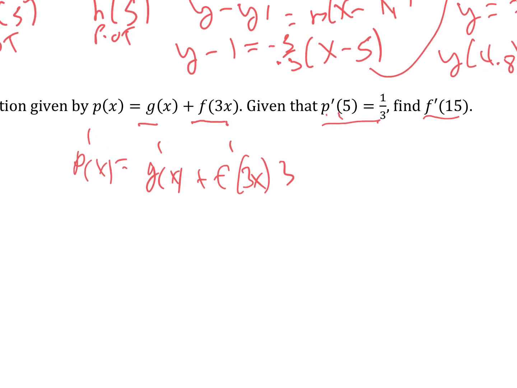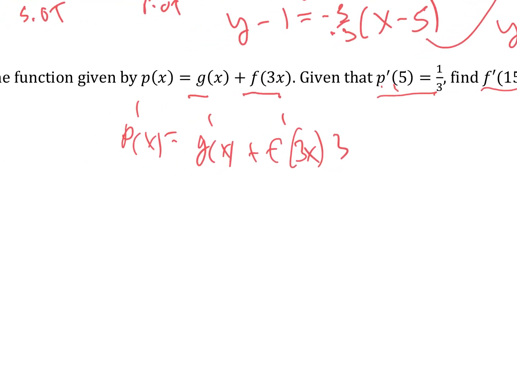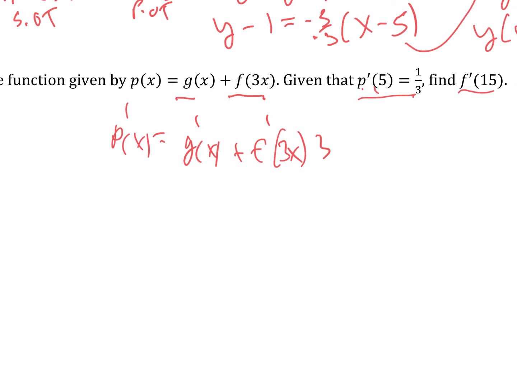So I'm looking for p prime, or f prime of 15. Well, I am using p prime of 5, which will be g prime of 5 plus f prime of 15 times 3, which is what I wanted. So let's plug everything I have. P prime of 5 is 1/3.